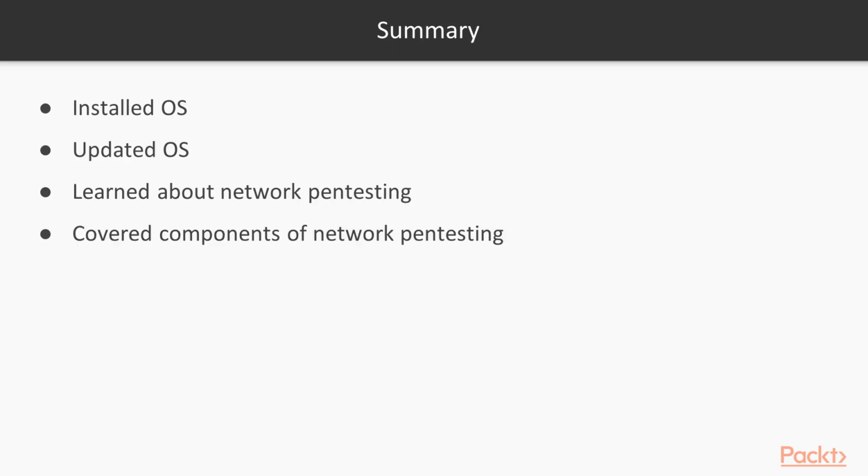If we talk about a section summary, what we have learned in this section: first of all, we learned about the installation of operating systems. Then we learned how we can update our operating system. Then we learned about network pen testing basics. And finally, we learned about what components are available inside network pen testing. So this is all about this section, and I hope you have enjoyed it.